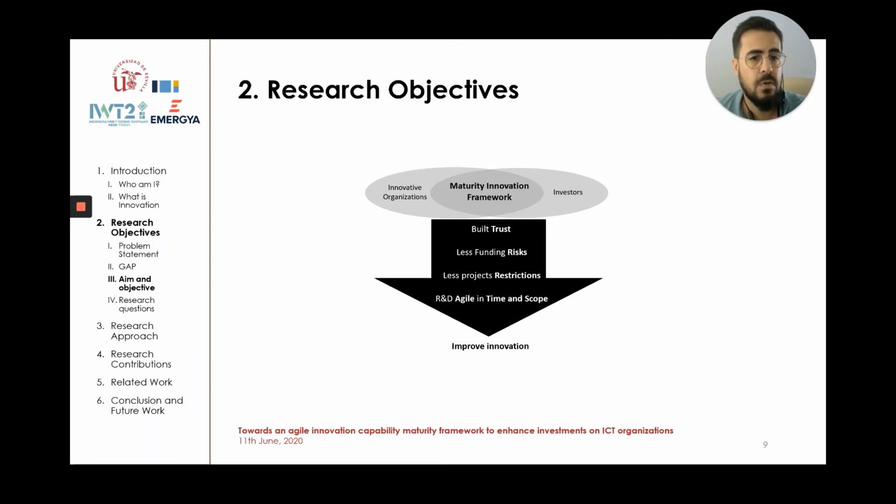This will make the funding model more agile. In this work, agile means being able to move the investment quickly and easily toward an ICT organization to enable their R&D project. The organization's innovation maturity needs to be understood to build trust for public and private investors. Trust depends on the investor's knowledge of the organization. Understanding their maturity and capacity to execute R&D is a means of building trust.